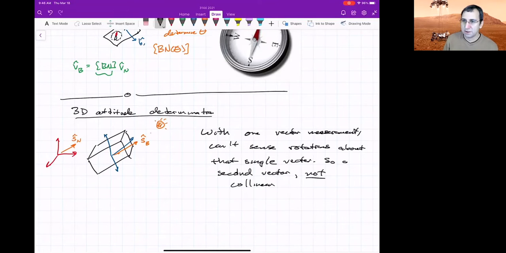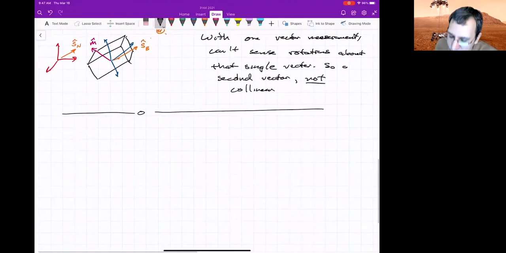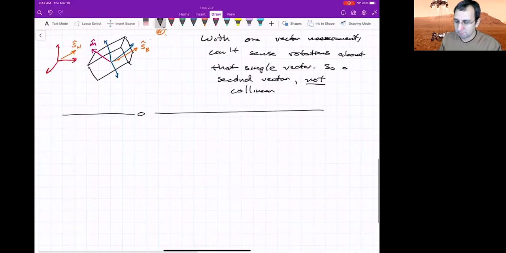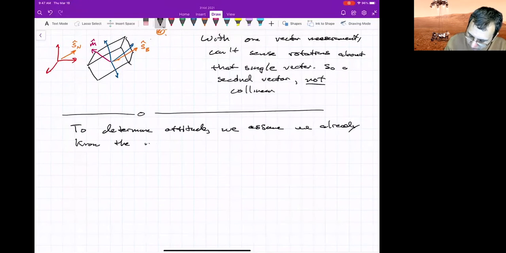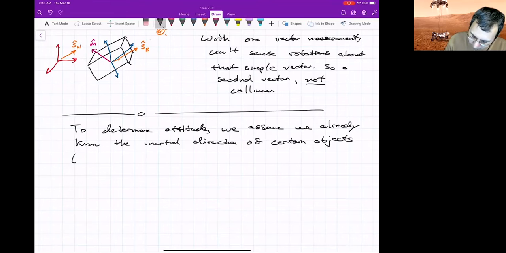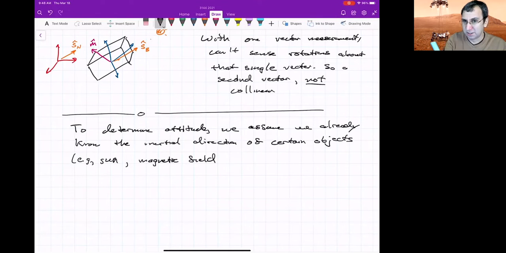So if I had another, say, sun sensor and it's pointing at the sun again, well, that doesn't help me. I need to sense some other direction. So a common other direction might be the magnetic field. Maybe I'll write that as M hat, depending on where I am in my orbit. So to determine the attitude, we assume we already know the inertial direction of certain objects, like the sun, the earth, the magnetic field direction, the stars, maybe the moon. And the magnetic field changes as you go around the earth.